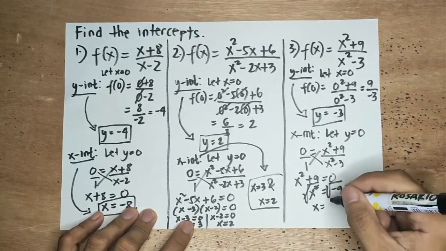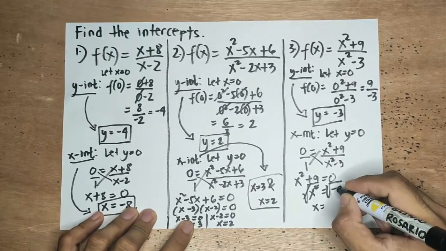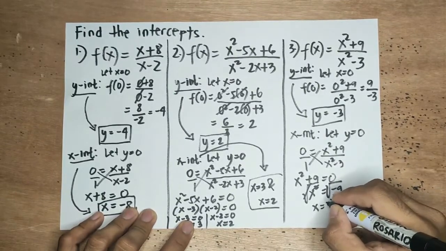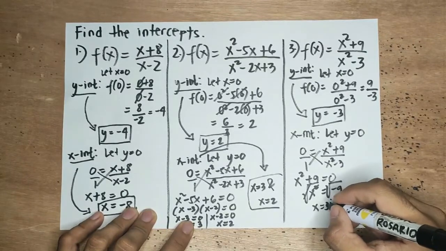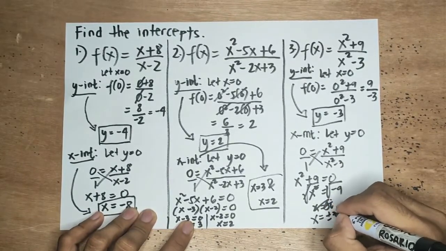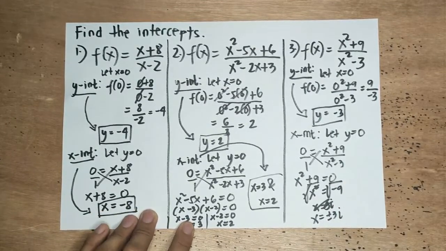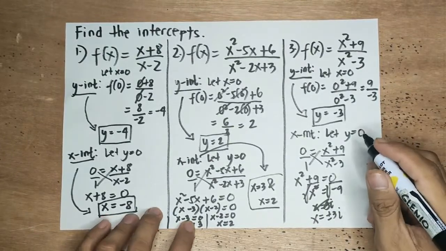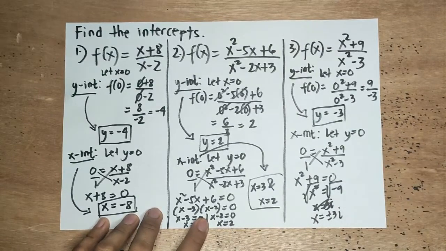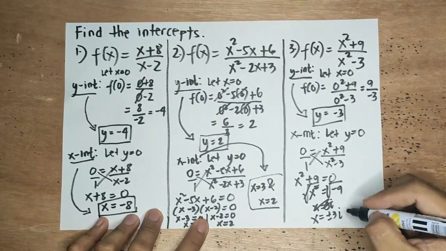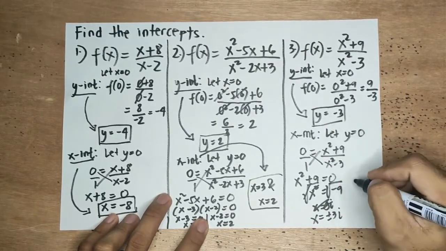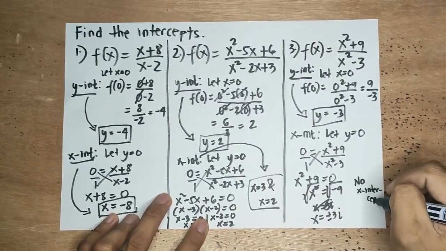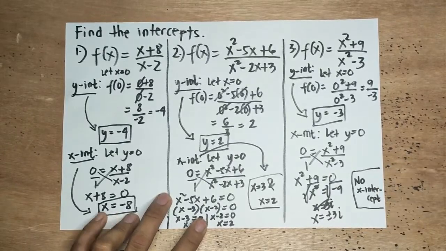We can have x is equal to, as you can see, there exists an imaginary number, 3i, positive and negative 3i. X is equal to positive and negative 3i, which is already beyond real numbers. So kapag may nakita kayo na negative symbol inside a radical sign, square root symbol to be specific, hindi na siya real number, imaginary na siya. So therefore, our answer here is there is no x-intercept. Understood?